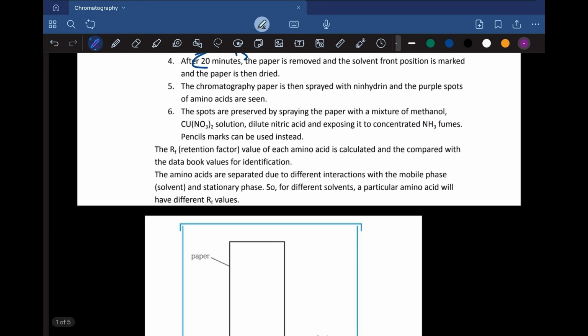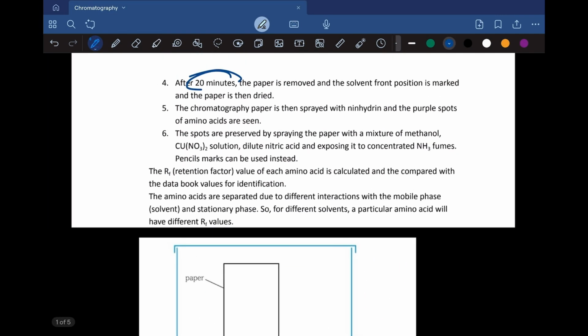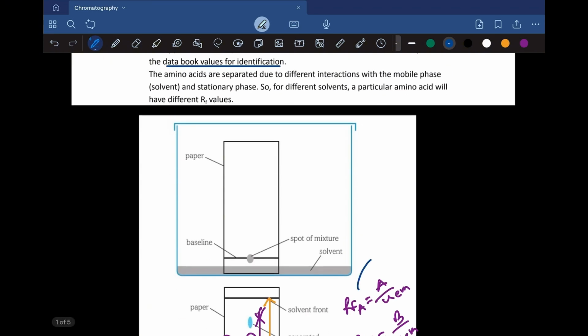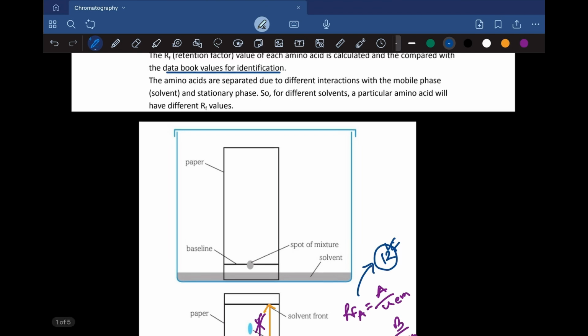Okay, now let's understand them from the note. What they have written: the retention factor value of each amino acid is calculated. We will calculate them and compare with the data book values for identification. Let's say the retention factor of A was, let's say, 12, and in the data book it is written that a component with retention factor of 12 is, let's say, methanol. So we'll be able to understand that yes, it is methanol. This is how we will be able to figure out which component it actually is.